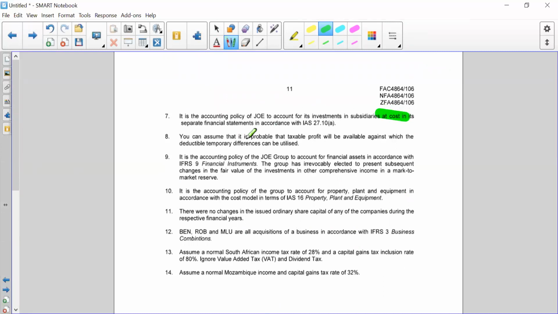You can assume that it's probable that there will be taxable profit against which future taxable losses could be utilized. That just means if there is any deferred tax arising in this particular question, you are able to raise the deferred tax asset, because there will be future taxable profits against which we can use that benefit. If we look at our financial instruments in line with IFRS 9, we fair value those and record those in a mark-to-market reserve. The accounting policy for PPE is the cost model. There have been no changes in the share capital.